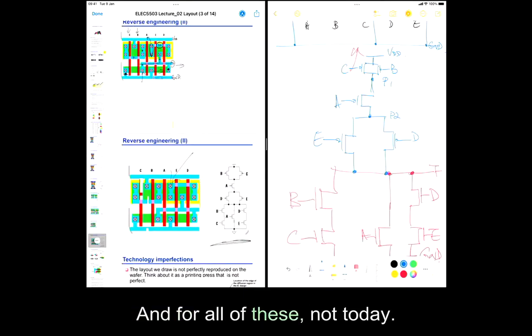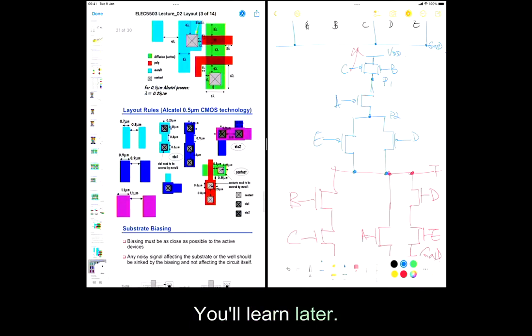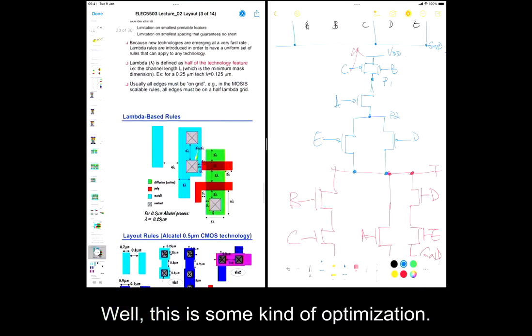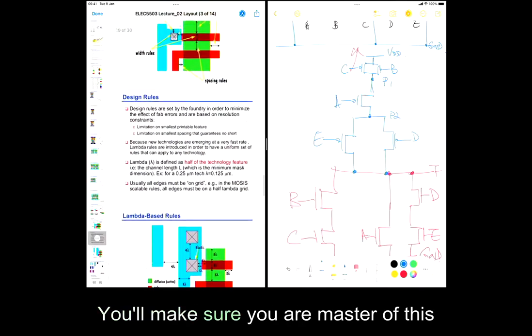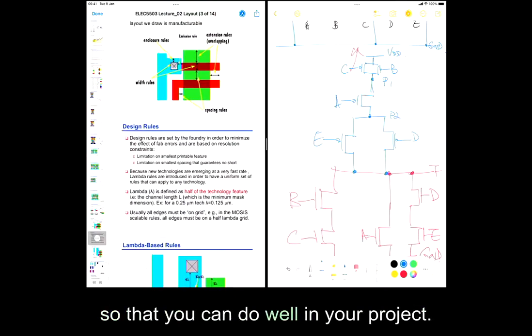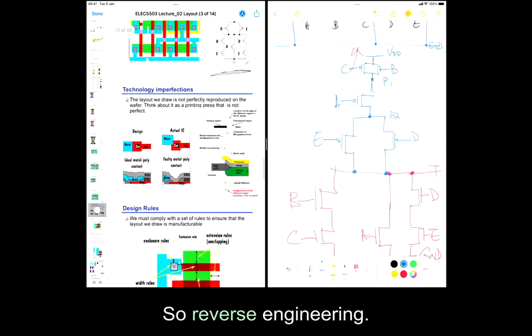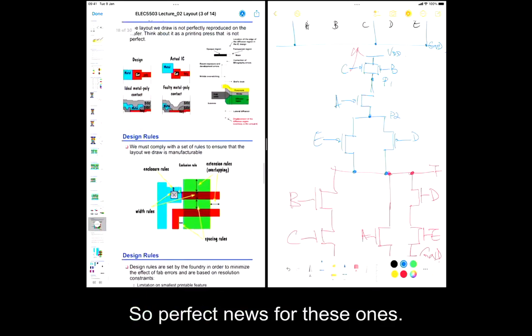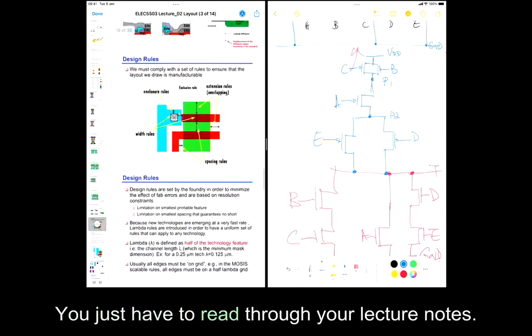For all of these, not today, you'll learn later. This is some kind of optimization. Make sure you are master of this so that you can do well in your project. All right. So, reverse engineering. Any questions? If not, I'll go to the next part. So perfect. For these ones, you just have to read through your lecture notes.